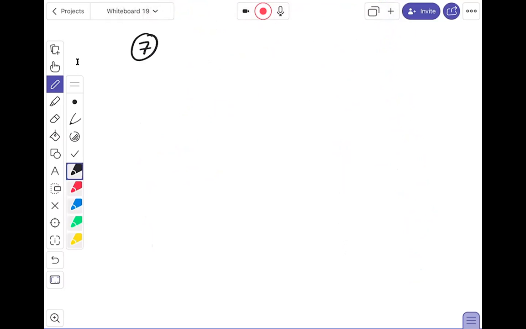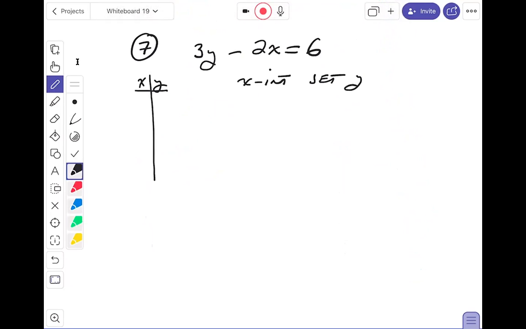And number 7 is 3y minus 2x equals 6. And they say find the x and y intercepts and graph the function. Well, let's put this down in a table form, getting a little better at this. I'm going to write this over here, x-intercept. How do you do that? Set y equal to 0. Well, if you do that, what do you get? Minus 2x equals 6, or x equals minus 3. So I got a point over here, minus 3 comma 0. So what's my x-intercept? Minus 3 comma 0.